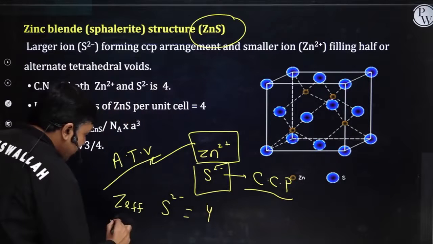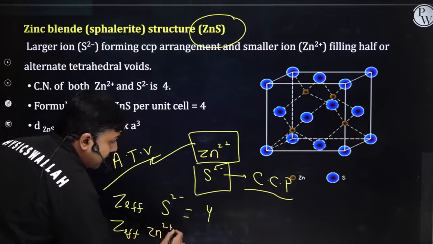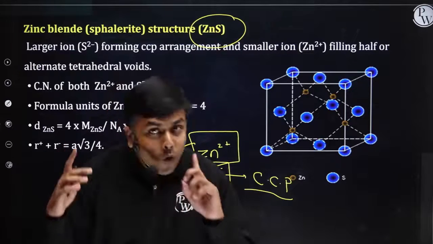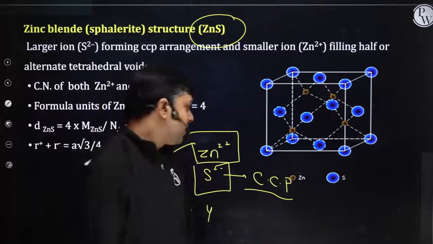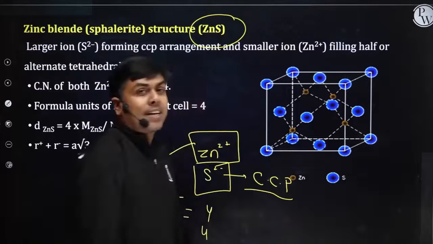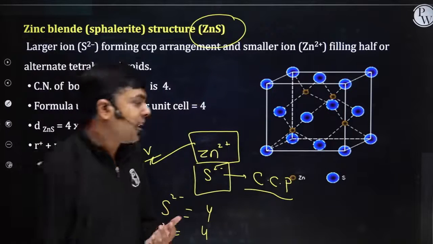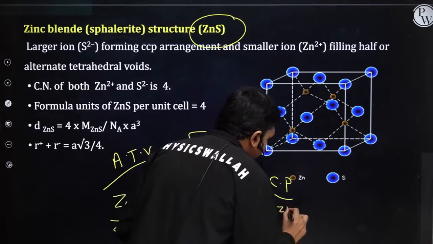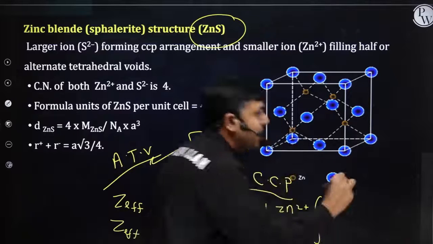What's Z effective of Zn2 plus? Student, in a CCP lattice there are 8 tetrahedral voids. If I talk about alternate tetrahedral voids, how many ATV? 4. Right? So effective number of zinc ion 4, effective number of S2 minus ion 4. So in one unit cell we have 4 Zn2 plus and 4 sulfide ions. Right, students?